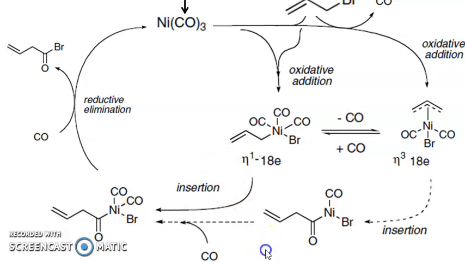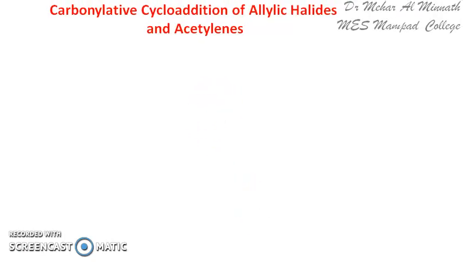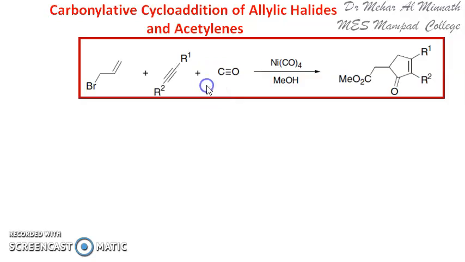Alright, the next reaction which we are going to discuss is carbonylative cycloaddition of allylic halides and acetylene. That is, you are going to add allyl halide, acetylene and carbon monoxide together. See here, you have the allyl halide, acetylene and carbon monoxide in the presence of nickel tetracarbonyl. And you get a cyclopentenone ring over here. Cyclization happens.